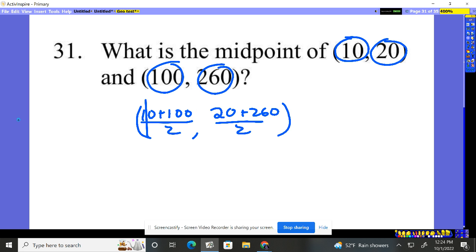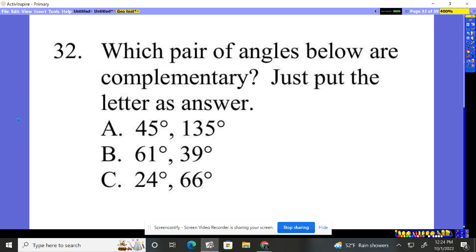10 plus 100 is 110, divided by 2 is 55. 20 plus 260 is 280. 280 divided by 2, 140. So there we go. There's our middle point between these two guys.